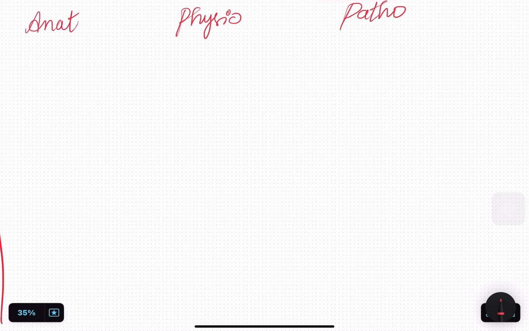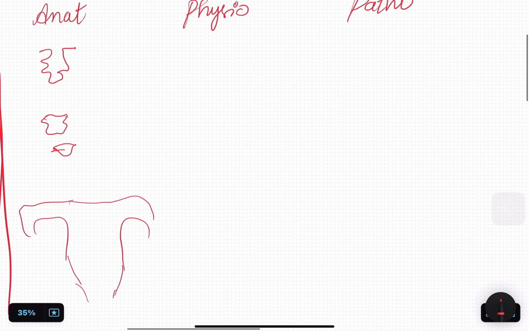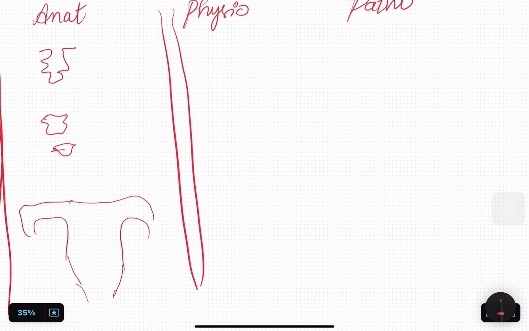Again it's hypothalamus and pituitary, then thyroid and endocrine. Next, the major chunk is formed by the uterus, cervix, and vagina. I am talking only about primary amenorrhea here. Now we'll discuss what are the conditions which can cause primary amenorrhea. For menses to occur, there should be a proper uterus, an intact cervix, and a proper vagina.